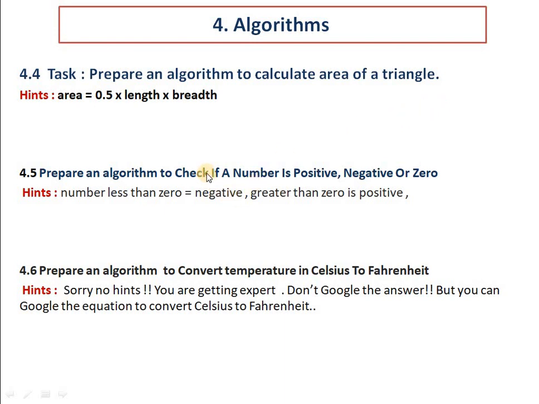Another task: prepare an algorithm to check if a number is positive, negative or 0. How will you find it? Get the number. If the number is less than 0, it is negative. If the number is greater than 0, it is positive. If the number is equal to 0, it's 0, right? Or even with 2 steps you can find it. If the number is less than 0, it will be negative. If the number is greater than 0, it will be positive. Else, 0.